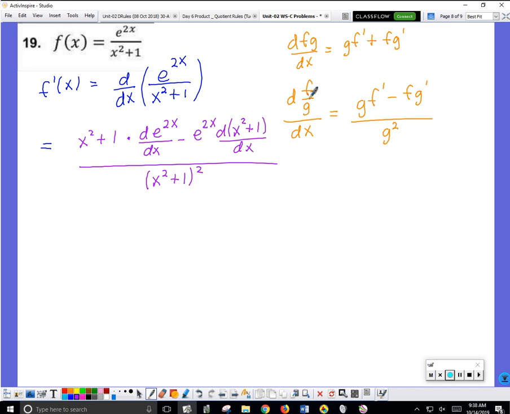So what would you call f in this case? It's the whole function that's on the top. So just like you have here, a function divided by a function. Here, the function on the top is e to the 2x. So that's the f. And what would you call the g? That feel okay? Okay.